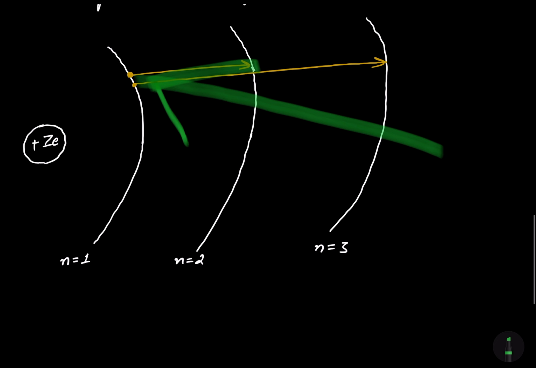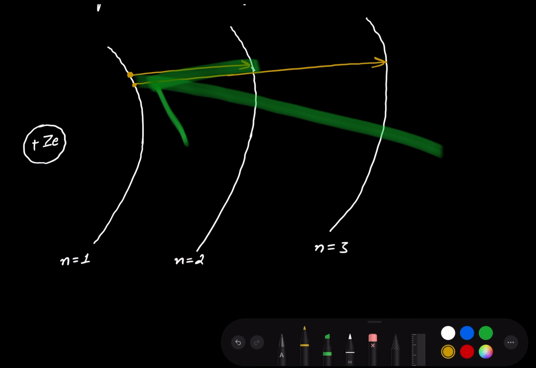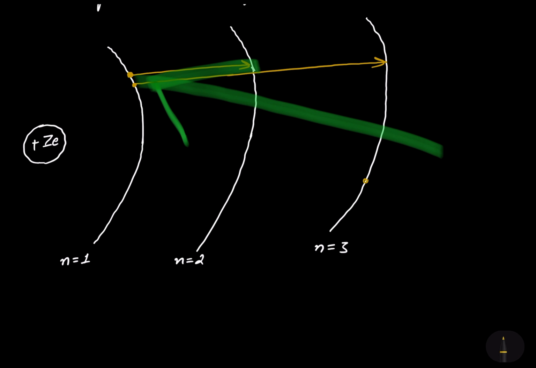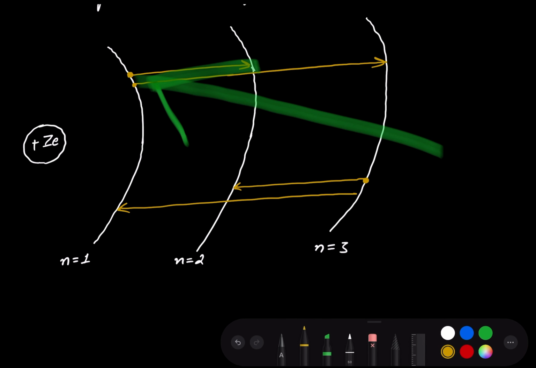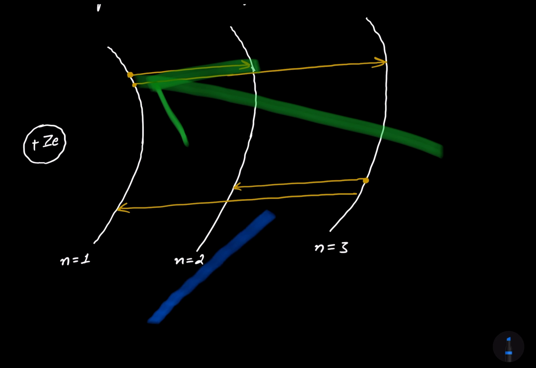Now, in the reverse case, I'm just taking an example, the electron is in the third orbit. When the electron jumps from a higher orbit to a lower orbit, that is from third to second, or third to first, or fourth to third, or fourth to first, or fifth to fourth, fifth to third, or fifth to first, the electron is coming from a higher energy level to a lower energy level. In that case, the electron will emit energy out to the surroundings.